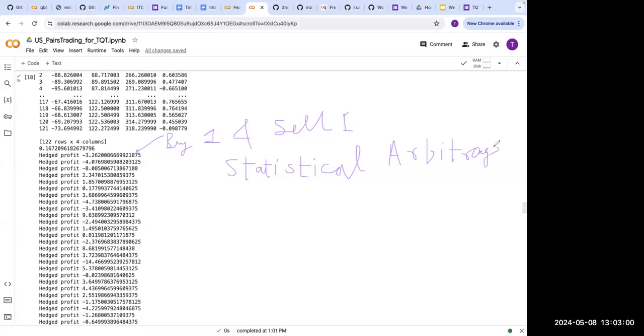So arbitrage means risk-free profit. There is no risk involved because you have not invested money from your hand. You have bought one and sold one stock. So that's risk-free and you are expecting a profit. This is called statistical arbitrage.